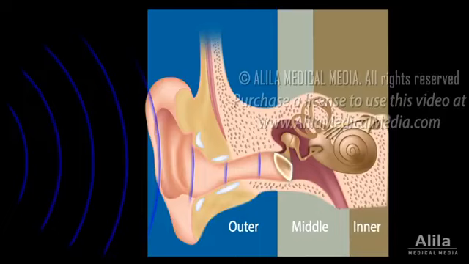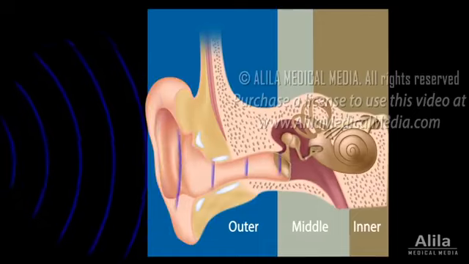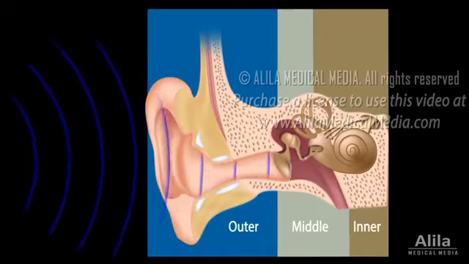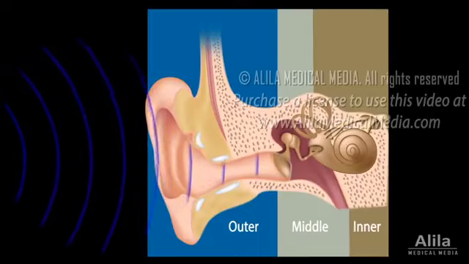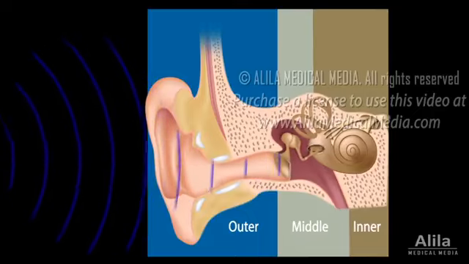The eardrum is attached to a chain of 3 small bones in the middle ear, called the ossicles: the malleus, incus, and stapes. Sound waves cause the tympanic membrane to vibrate, and the vibrations are transmitted through the 3 bones to the oval window, where the inner ear begins.